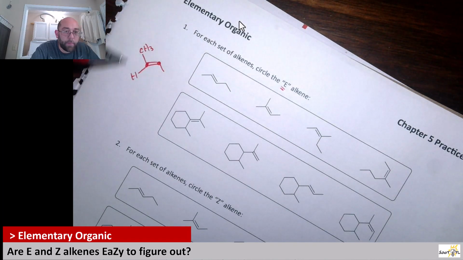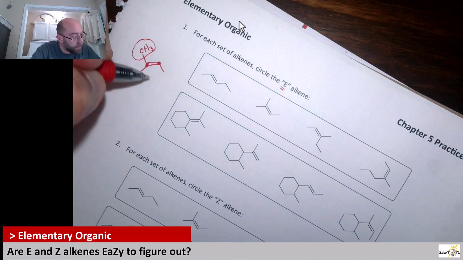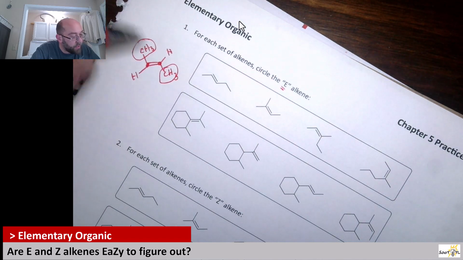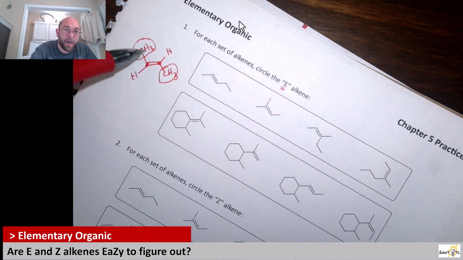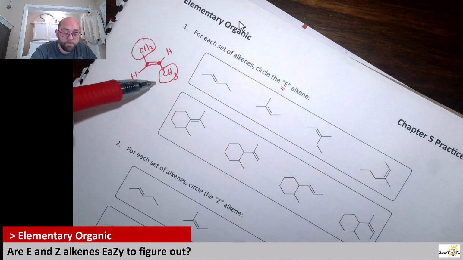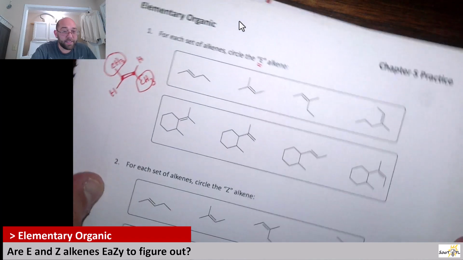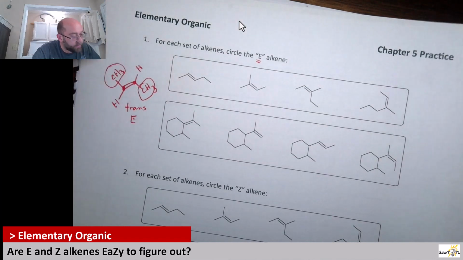When we talk about priority, going back to the same rules we used for chirality, here you have your higher priority group on the top of this double bond. Then on this other alkene carbon you've got a CH3, and it's understood to be an H there, so the higher priority group for this carbon is on the bottom. These two higher priority groups are on opposite sides of the double bond, and so this can be called either trans or E.